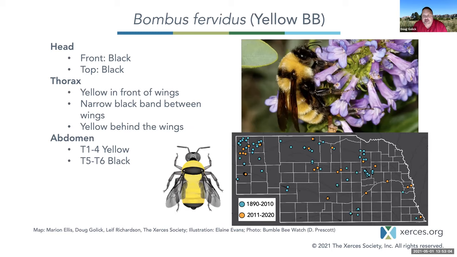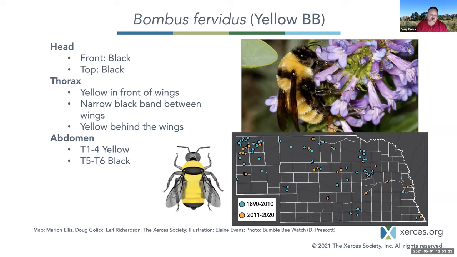The top of the thorax is yellow in the front, closer to the head. It has a band or stripe of black hair in the top of the thorax and the side of the thorax through the middle. Really, really striking. And then again, the back of the thorax is yellow. So that has that black stripe in the middle.